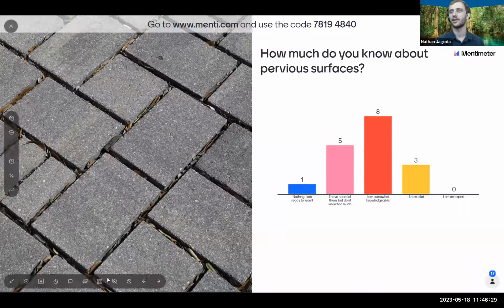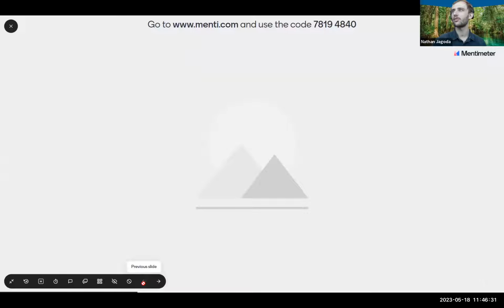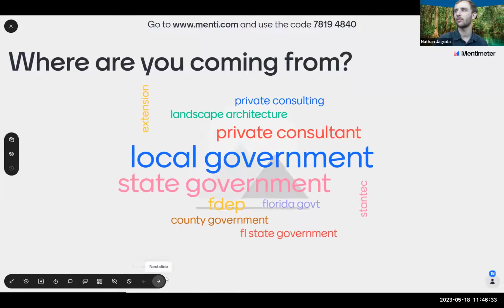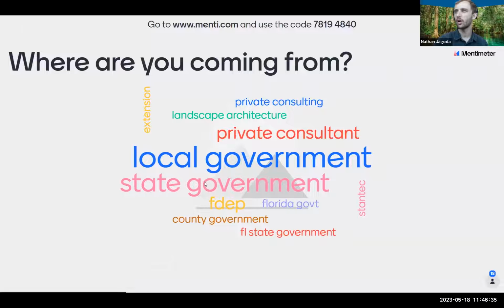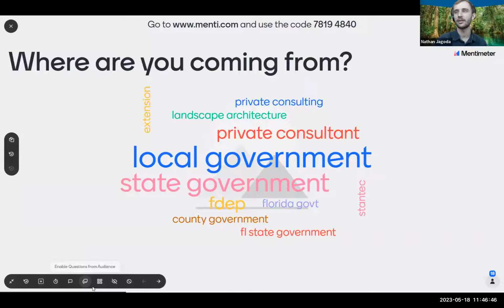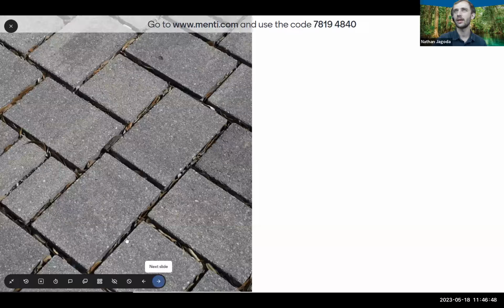Awesome. Sounds good. All righty. And then just to bounce back to our first question, just so we could see all our folks in the room, we got some local government staff, state government staff, some folks from the Department of Environmental Protection, a few private consultants, a few extension agents. So we got a nice diverse crowd today. And with that, we'll pass it over to Jessica. Awesome. Thank you.